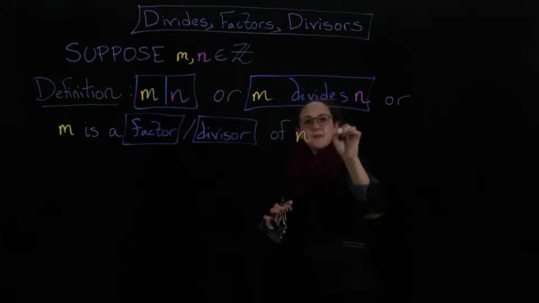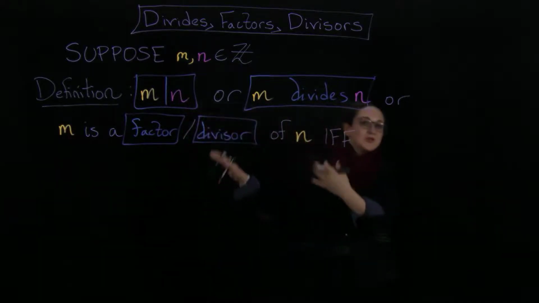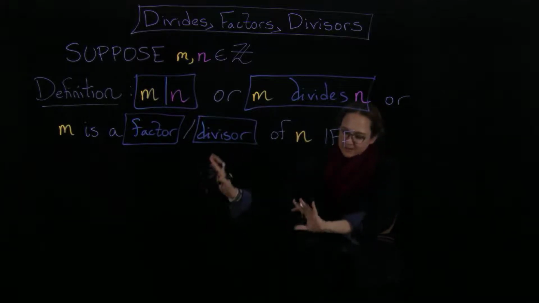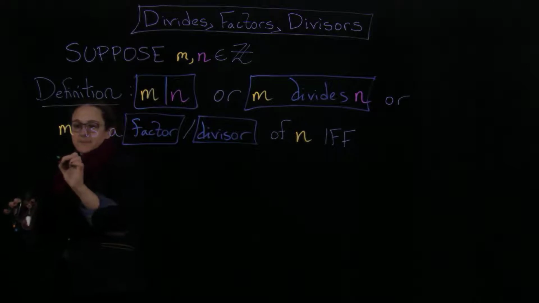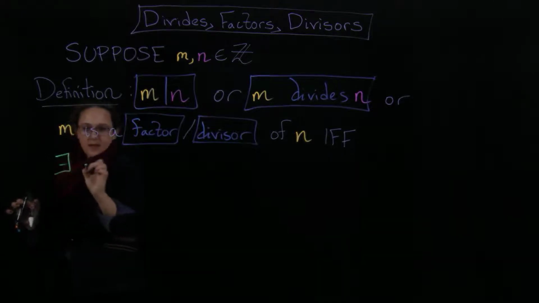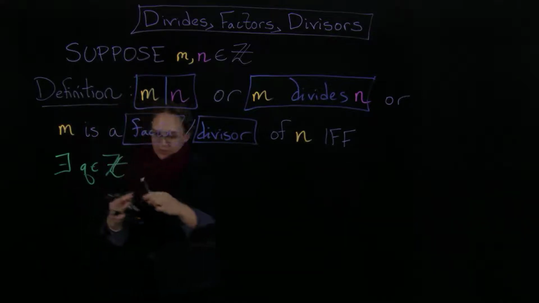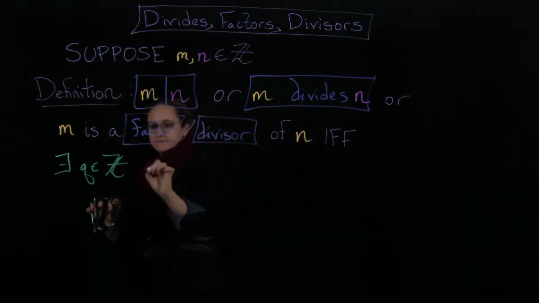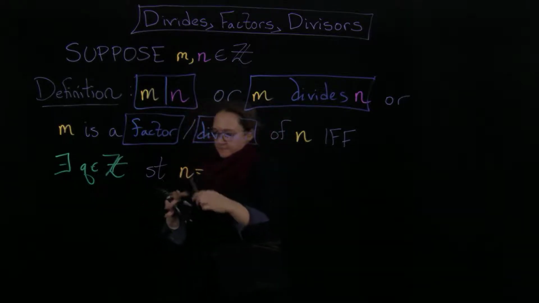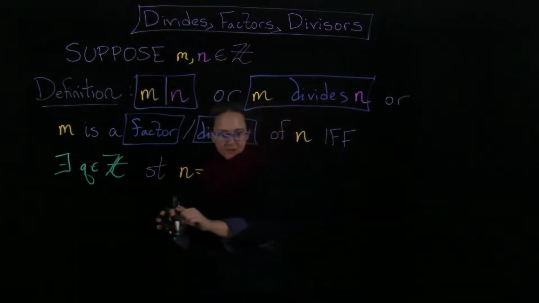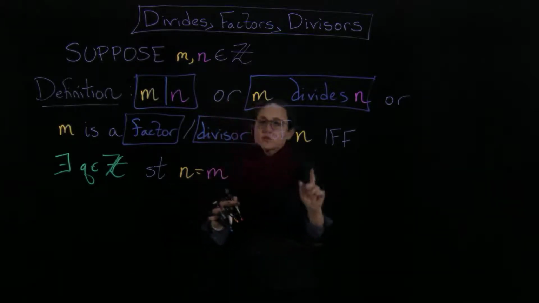So if and only if, I'm going to use any of this terminology precisely when the following is true. It's going to be that there exists a q in the integers so that n is going to equal m times q.